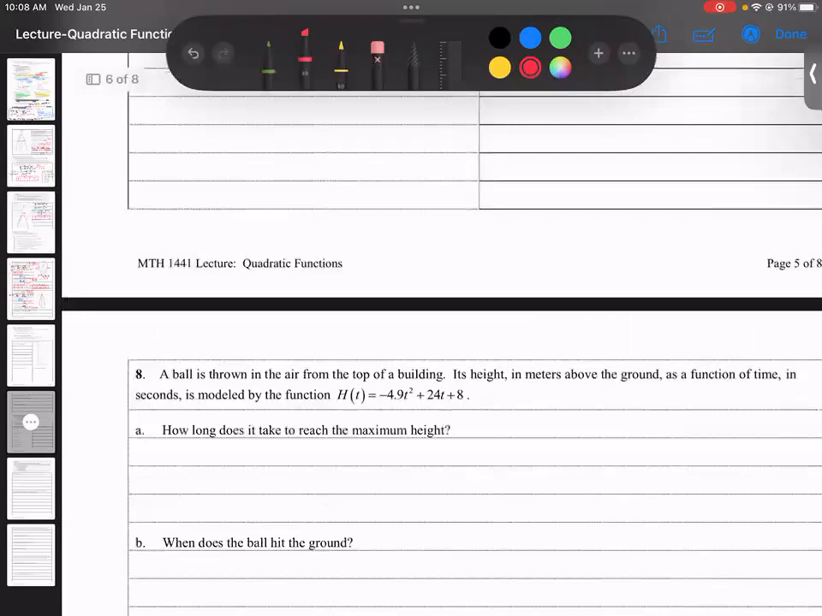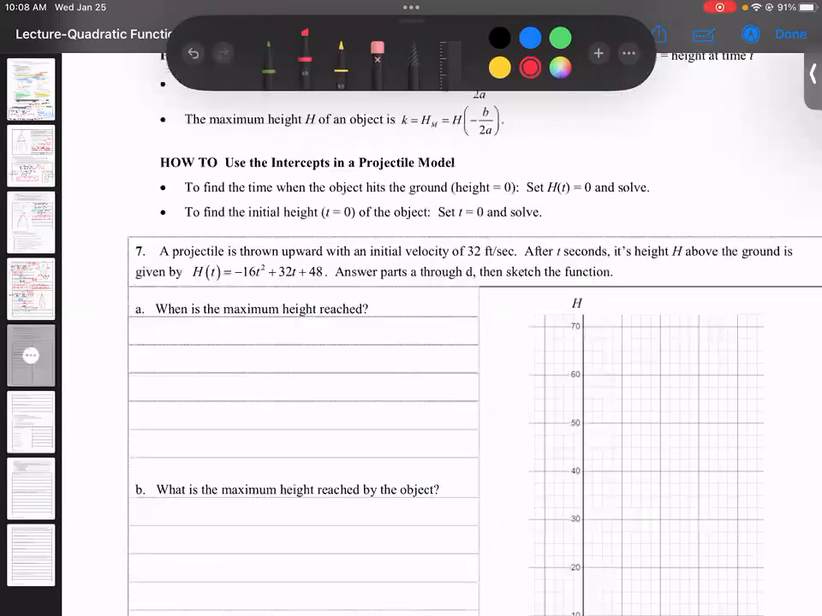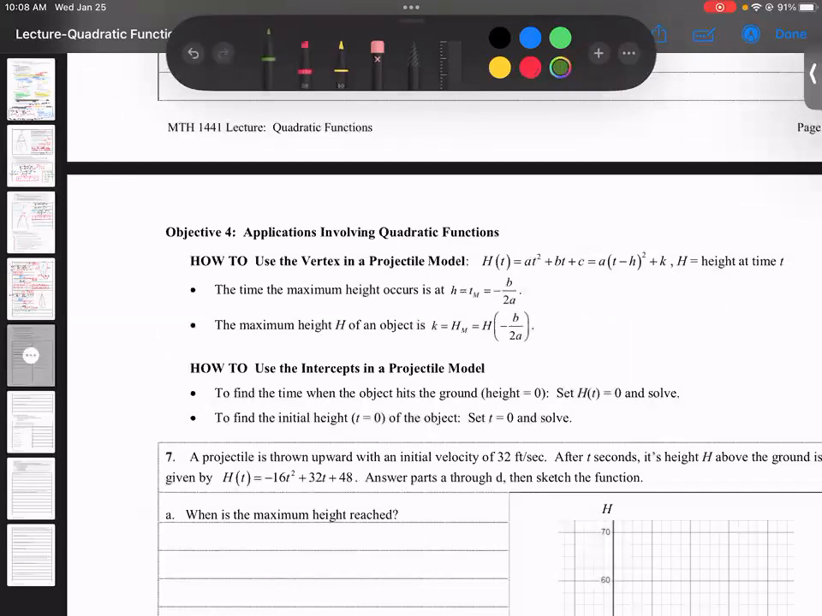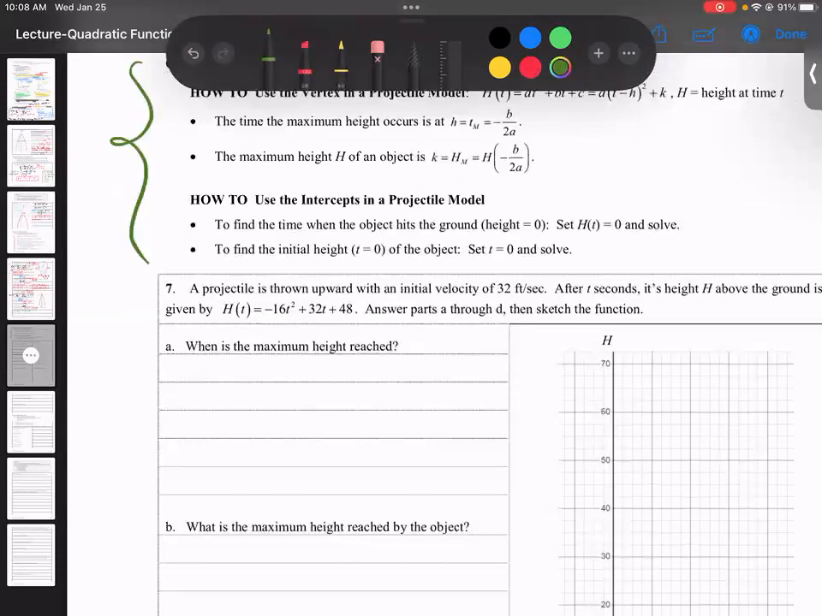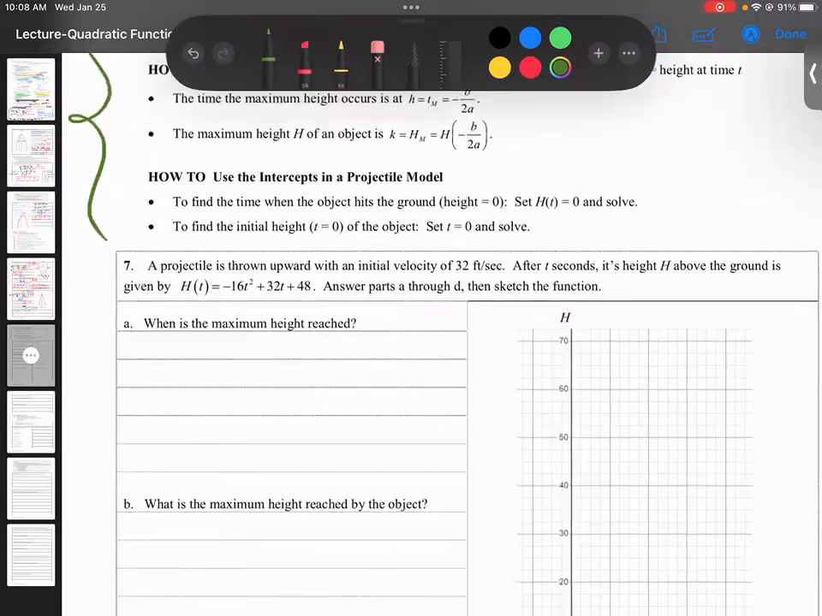Number 7. Your theory is here. You can read it yourself. I don't want to reread it for you. A projectile is thrown upward with an initial velocity of 32 feet per second. After t seconds, its height h above the ground is given by h of t equals -16t squared plus 32t plus 48. It's a function of time, so it's t. When is the maximum height reached?